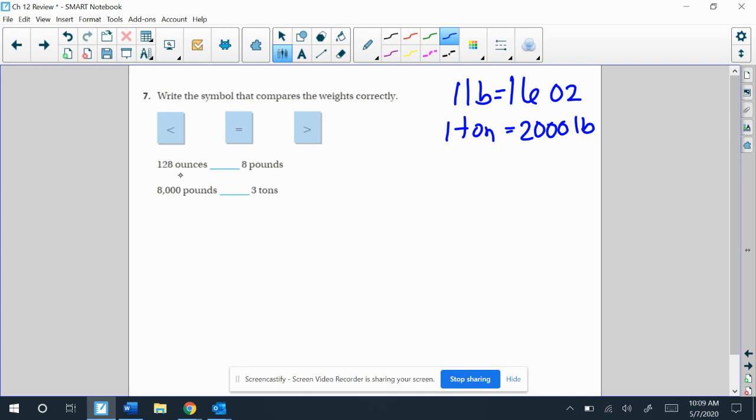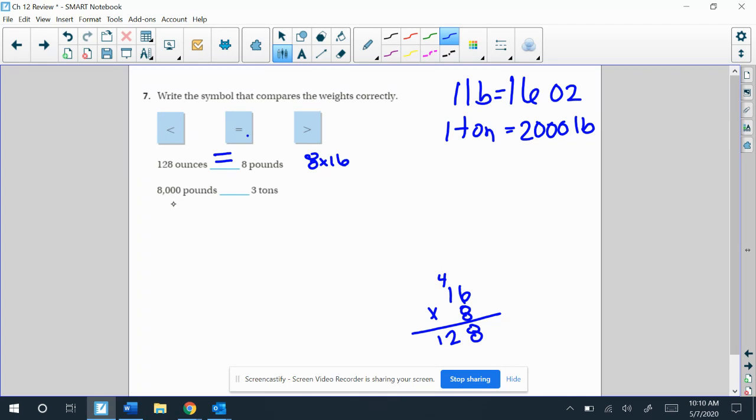Okay, we have ounces and pounds right here. They're not the same. We need to change them. We're going to change the larger unit of pounds into a smaller unit of ounces. So 8 times 16. Well, you can do that like that, or stack it like this. 8 times 6 is 48. 8, 9, 10, 11, 12. This is 128. 128. They're equal. Right there, equal.